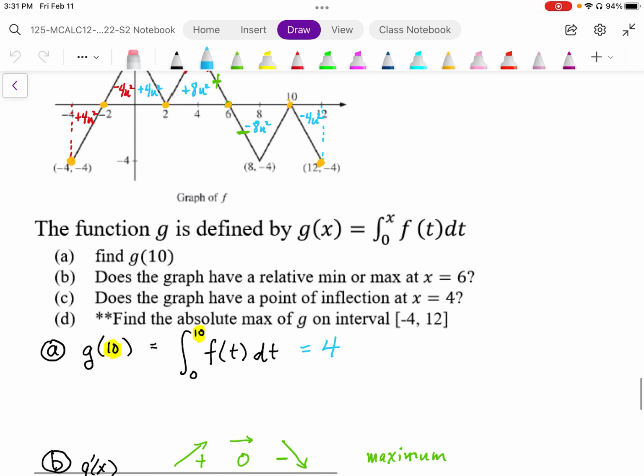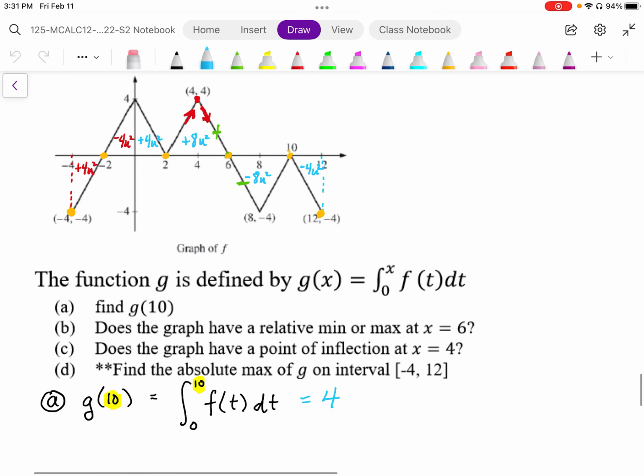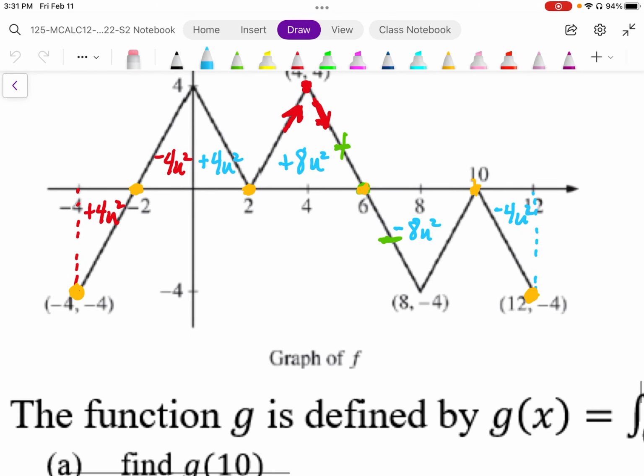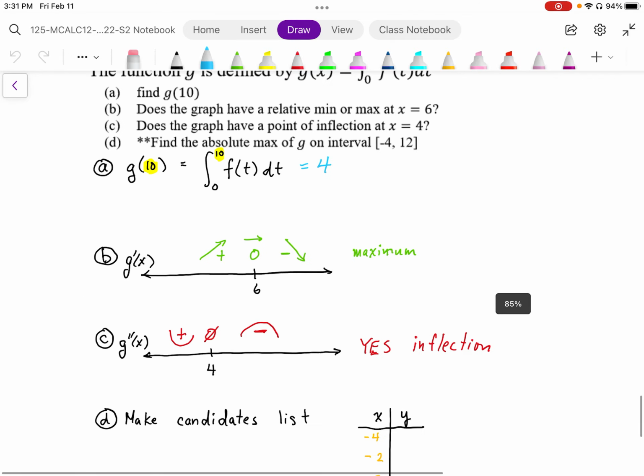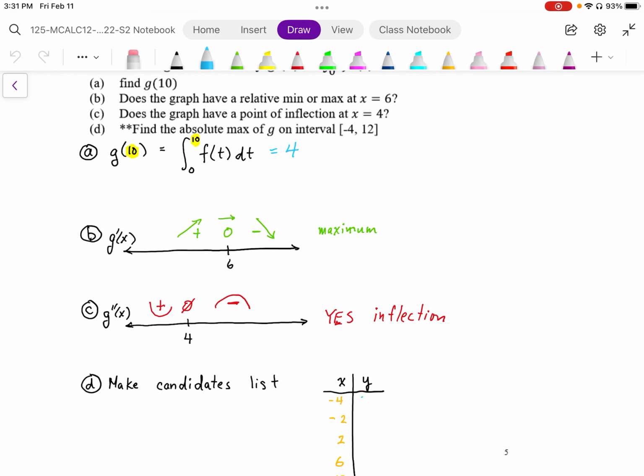So at -4, I'm going to start at 0, and I'm going to go backwards. So going backwards means that the area above really is a negative displacement. So going from 0 to -2, I have -4. Going from -2 to -4, I have +4, so my displacement is going to be 0. So at -4, I have a y value of 0. Write that in, y value of 0.